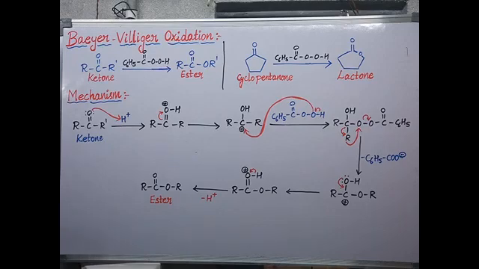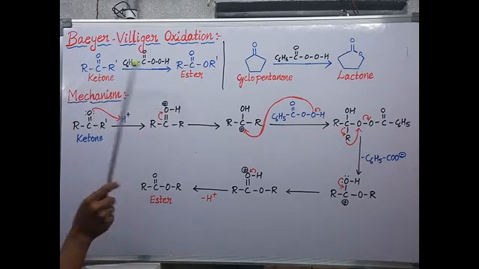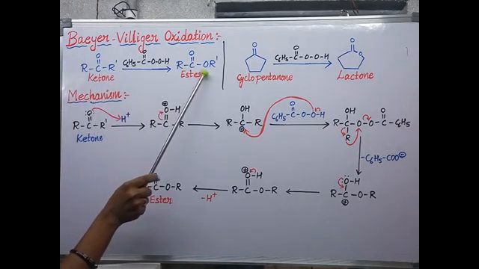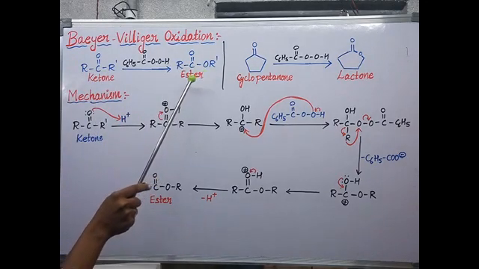So here acyclic ketones or cyclic ketones, on reacting with per-benzoic acid or per-acetic acid, convert to esters or lactones. So you can observe here ketone is converting into ester. Here there is an introduction of oxygen taking place. So it is the oxidation process.